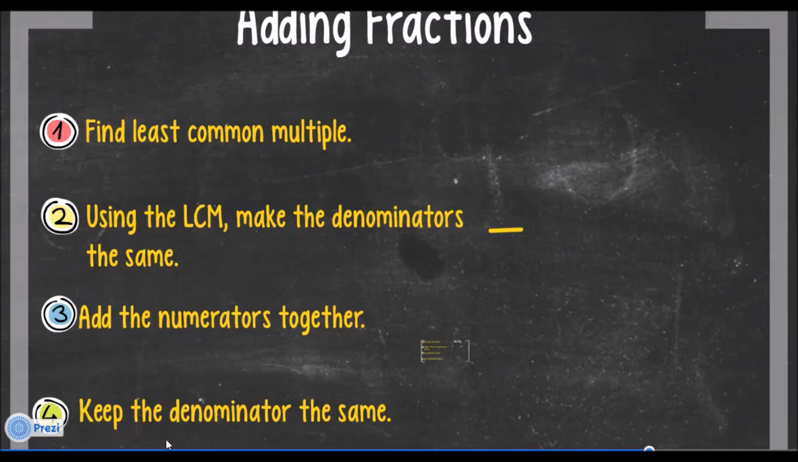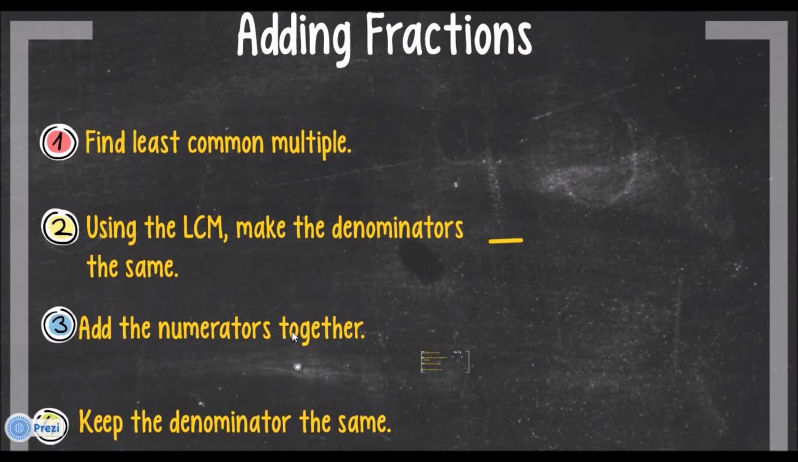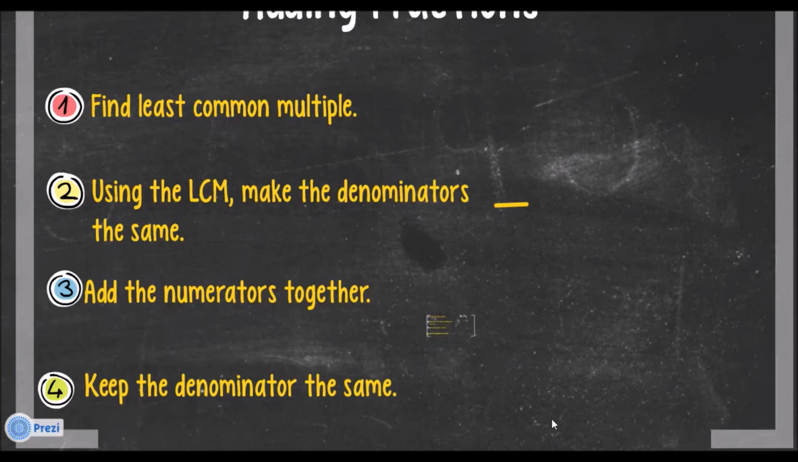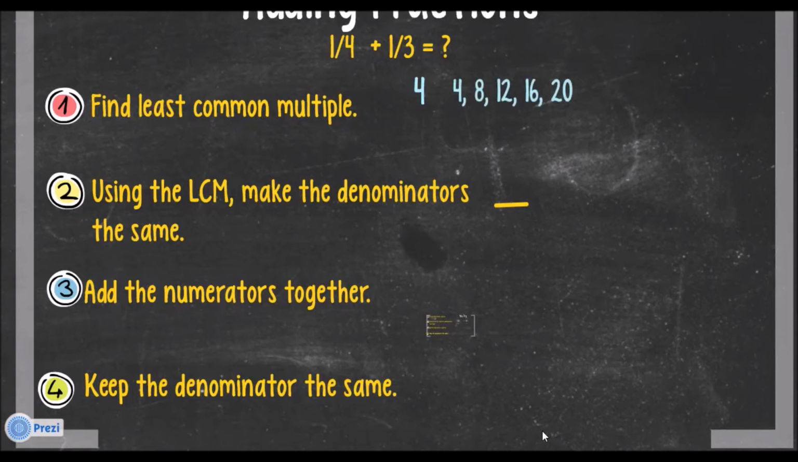Alright, so we have our steps for adding fractions, and I'm going to show you what it actually looked like. So here we go, we have 1/4 plus 1/3. What we're going to first do is find the least common multiples. So what are the multiples of 4? Pause the video and try to figure that out and then check. Alright, the multiples for 4 are 4, 8, 12, 16, and 20.